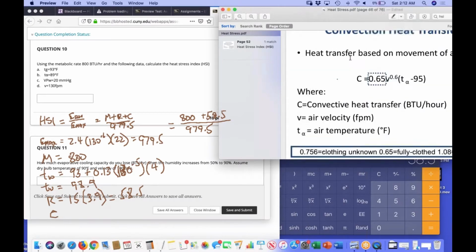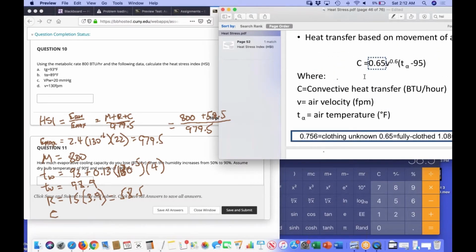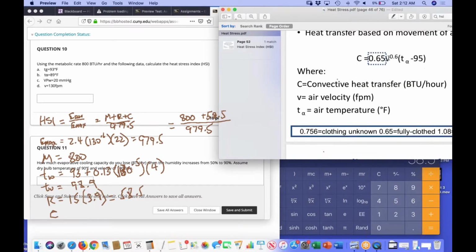Okay, convective heat loss. Let's see where we are there. Convective heat is going to be equal to 0.65 times the air velocity to the 0.6 power times the difference between our ambient temperature and 95 degrees, our temperature that they're basing as a maximum temperature. So let's work on that.